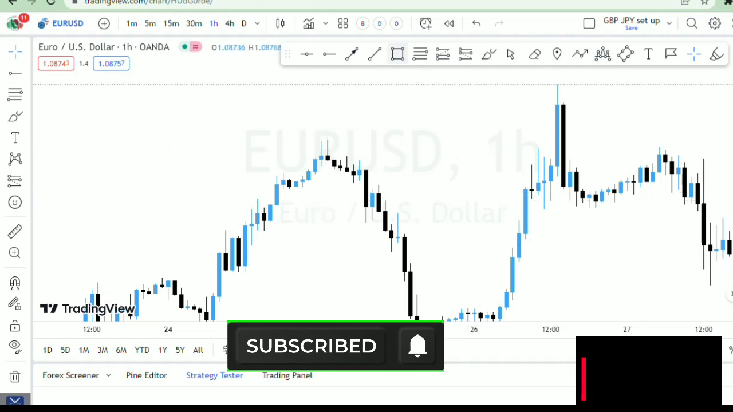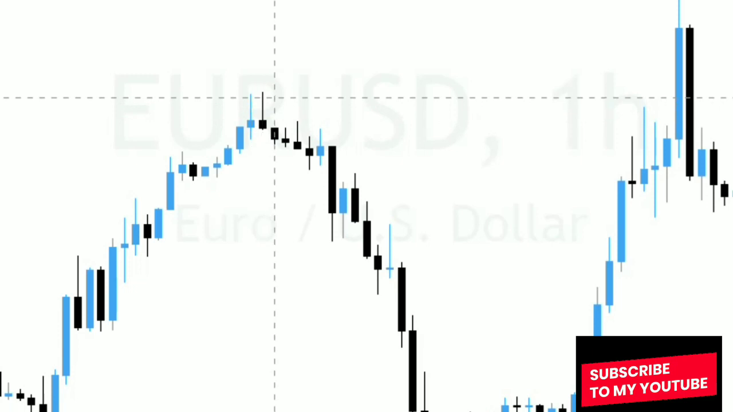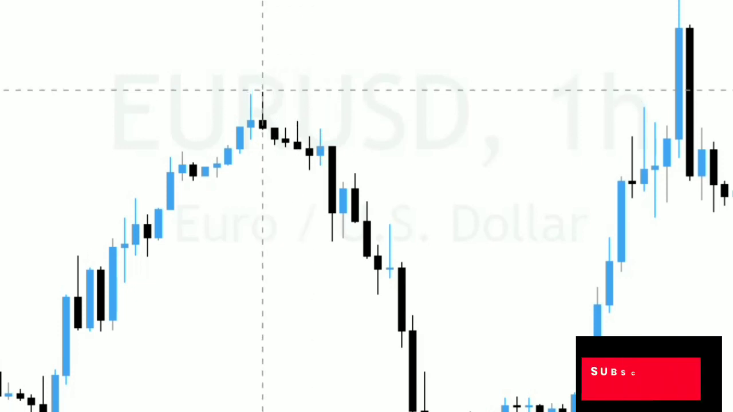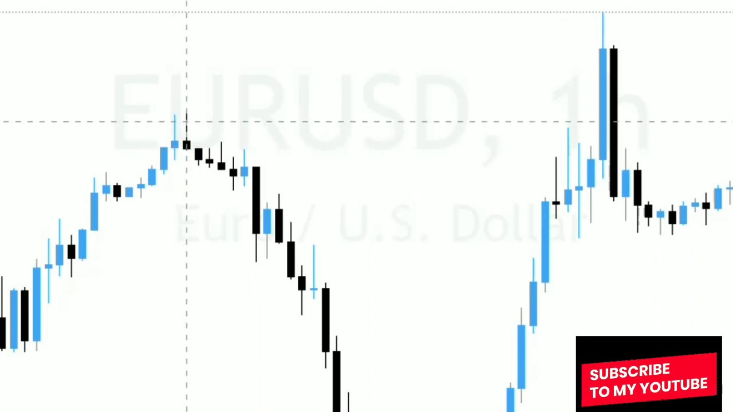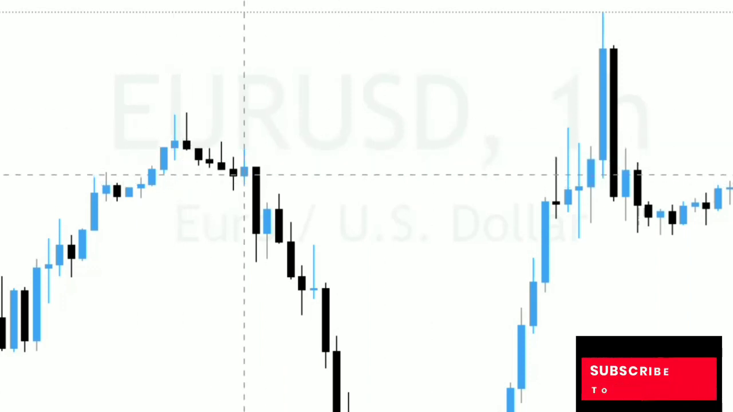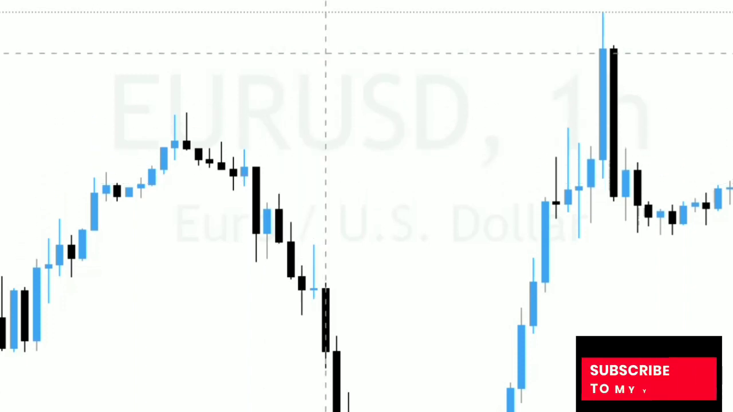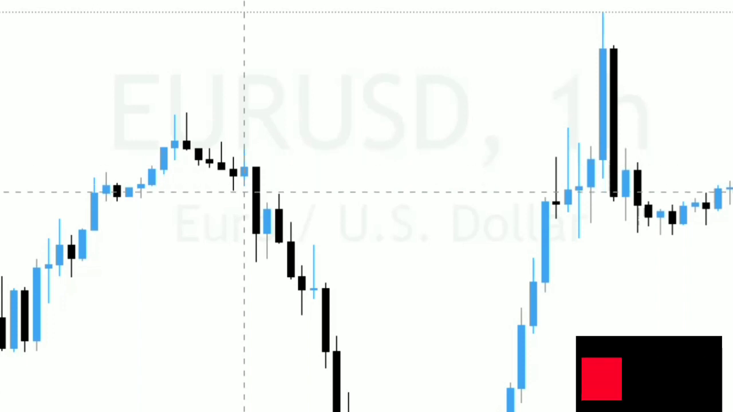Now here we have, for example, this candlestick. What we're going to do is, if the wick of the candle is long, then you want to draw your rectangle from the beginning of the wick to the body. But if the candle is very small, then you want to use your rectangle to cover the candle, the body, and the wick. Do you get the logic, traders?